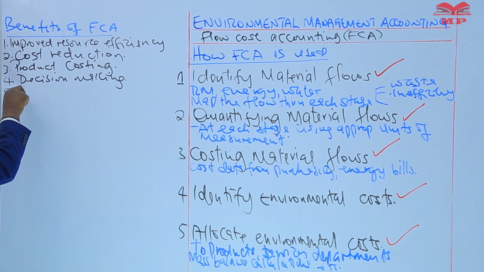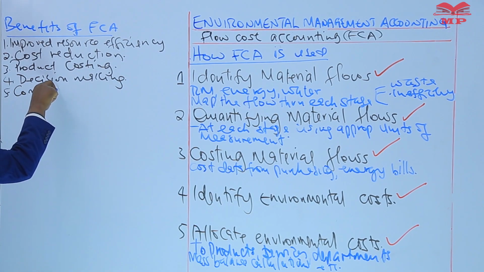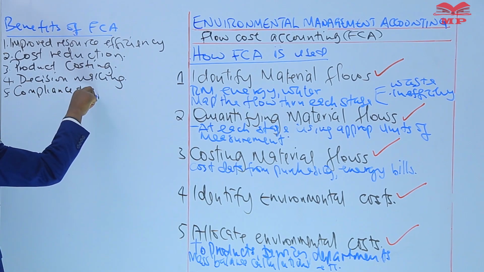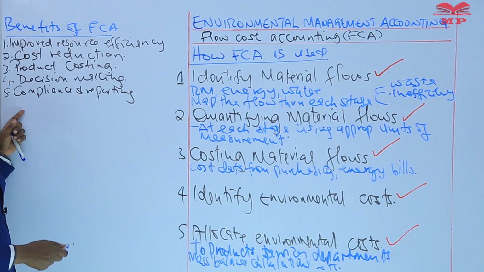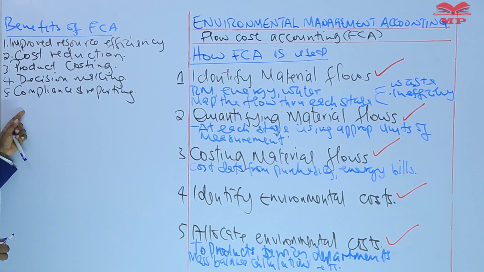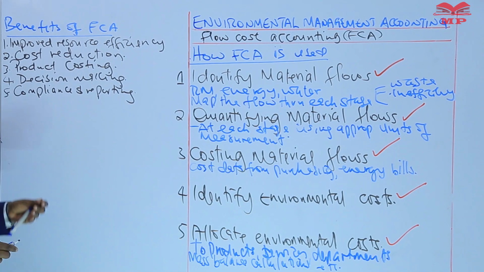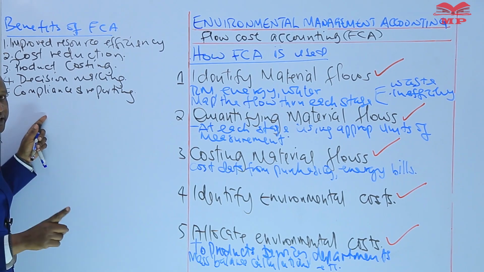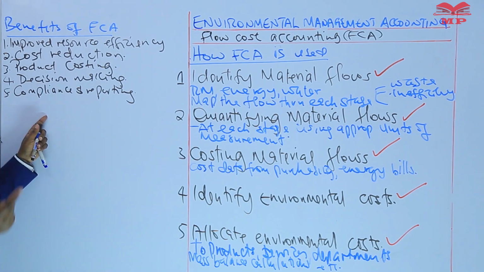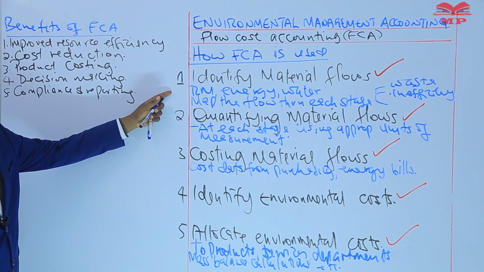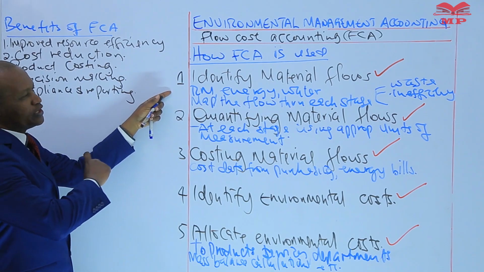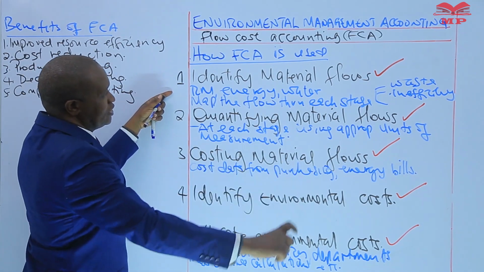Number 5, compliance and reporting. The method helps compliance with environmental regulations and reporting requirements by providing accurate data on environmental costs and impact. Because remember, the identification of material flows is carried out throughout the stages of production.